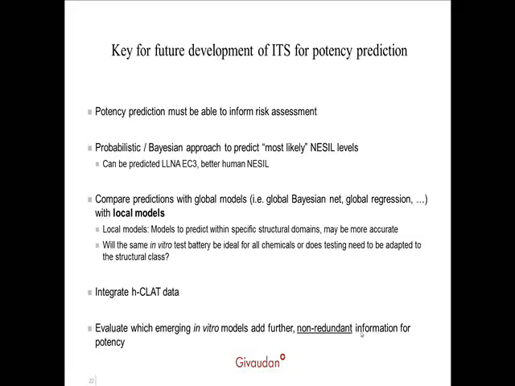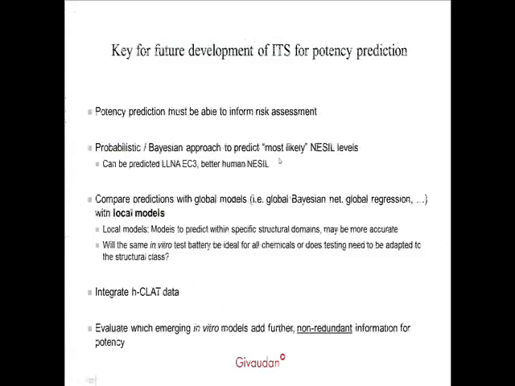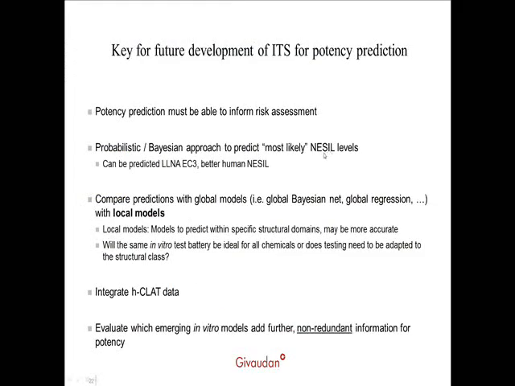Finally, for the future, we must be able to inform risk assessment, so we should have a most likely no effect or no expected sensitization inducing level, a predicted EC3 range, or a better human measure.